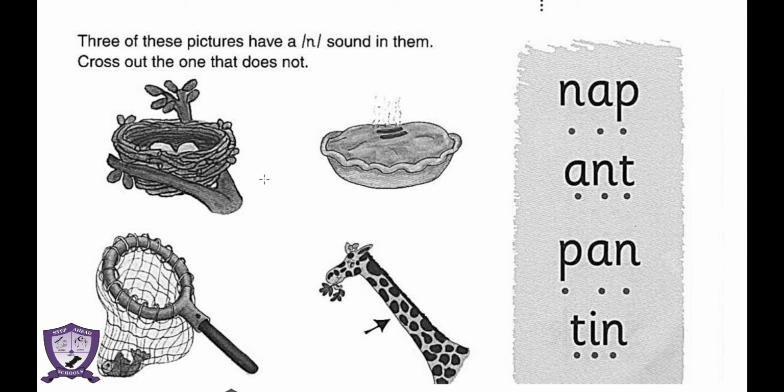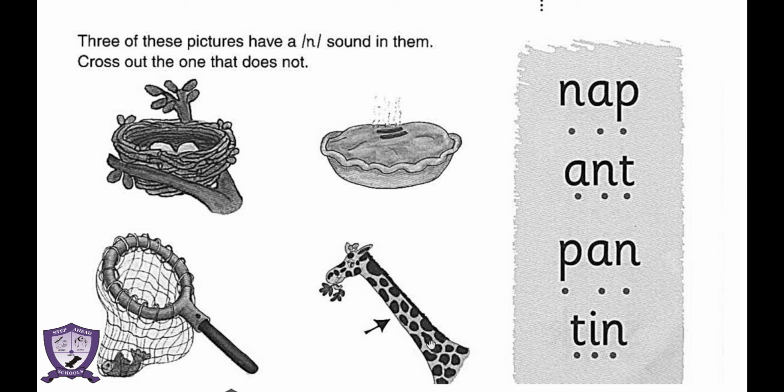Nest. Yes, there is an n sound in nest. So this is correct. We don't put a cross on this one. Next picture, look at this picture. What is this? This is a net. Net. There is again an n sound in it. So this is also correct.